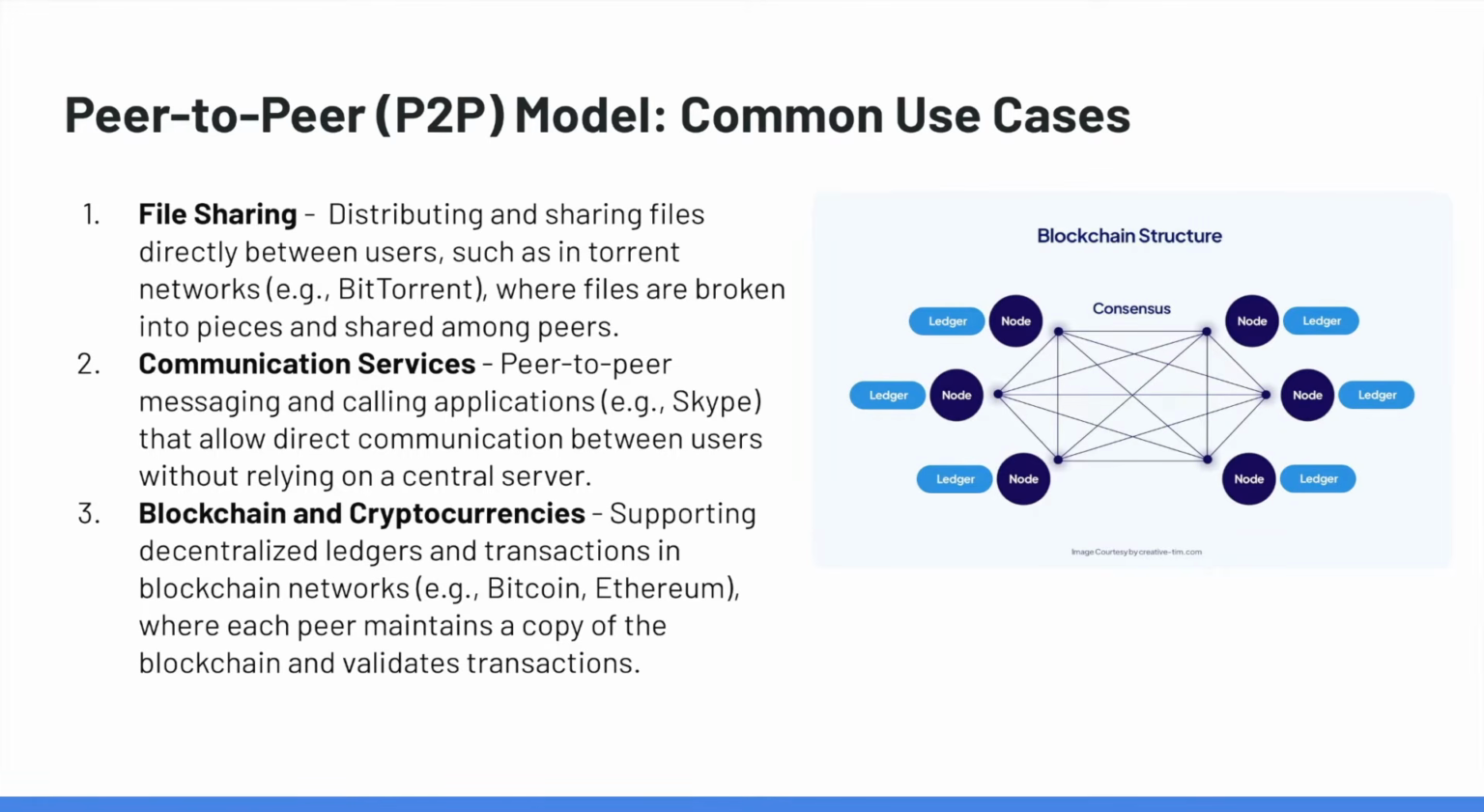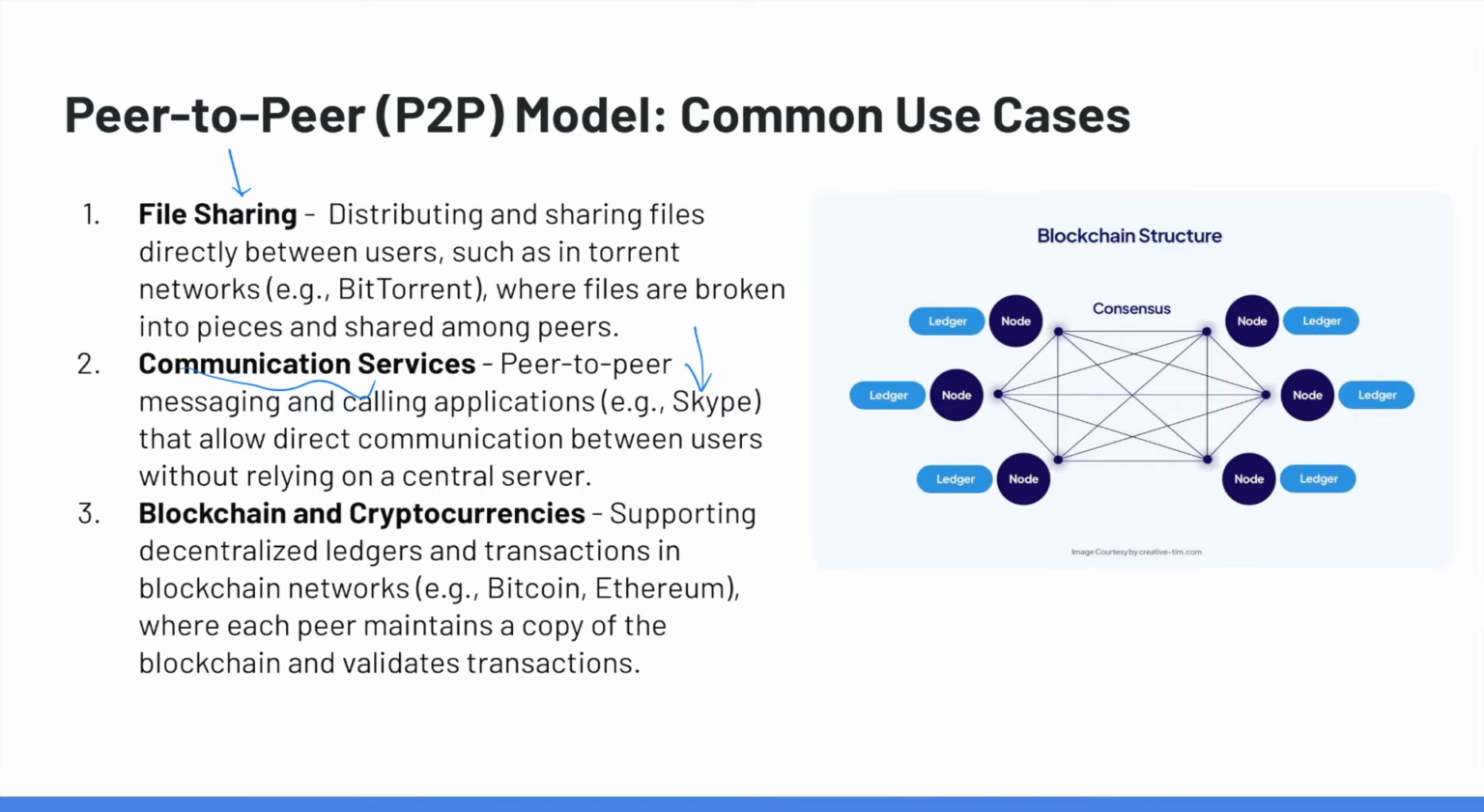Now, some of the common use cases are file sharing. If you've ever used something like BitTorrent or uTorrent to download movies off the internet, then that is an example of a peer-to-peer network. Communication services like Skype, for example, that allow direct communication between users without relying on a central server are peer-to-peer.